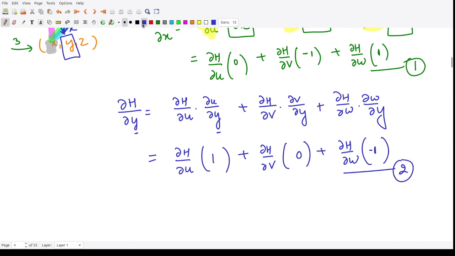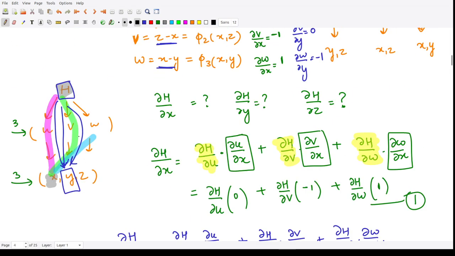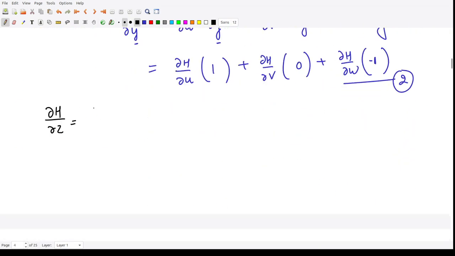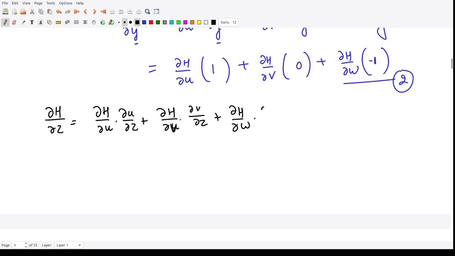And third and lastly, we'll calculate del h by del z. That would be obtained when you move from h, firstly through u, then through v, and then through w. So this is the case. So here we would have del h by del u into del u by del z plus del h by del v into del v by del z plus del h by del w into del w by del z.